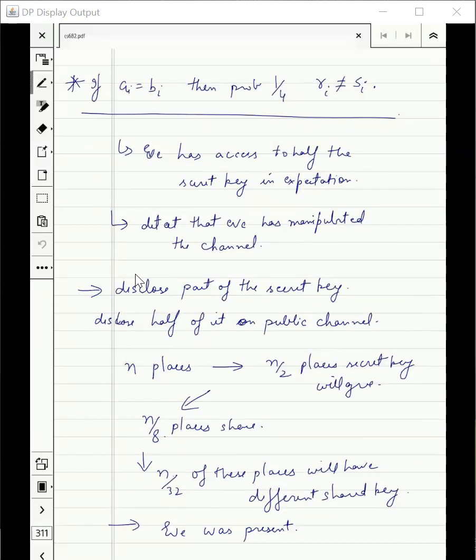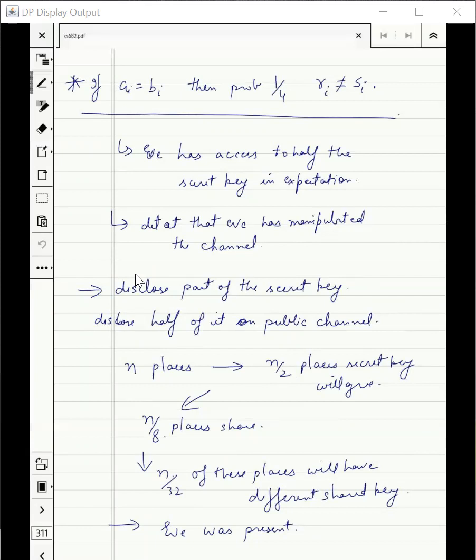So there will be a lot of places where their secret key will not agree, where they have disclosed the secret key. They will find out that Eve has gotten the message, Eve has manipulated the channel, and then they can abort the protocol. That is the BB84 protocol.